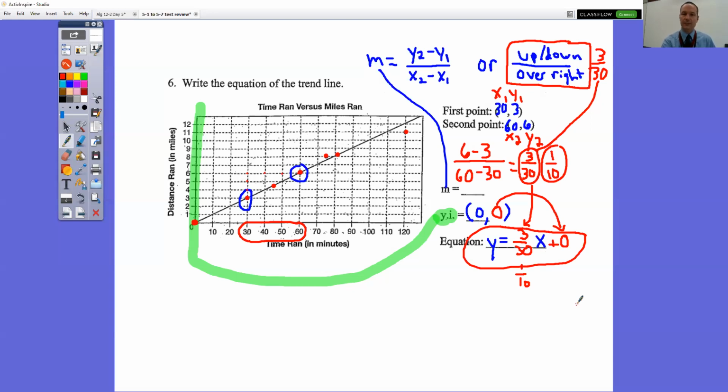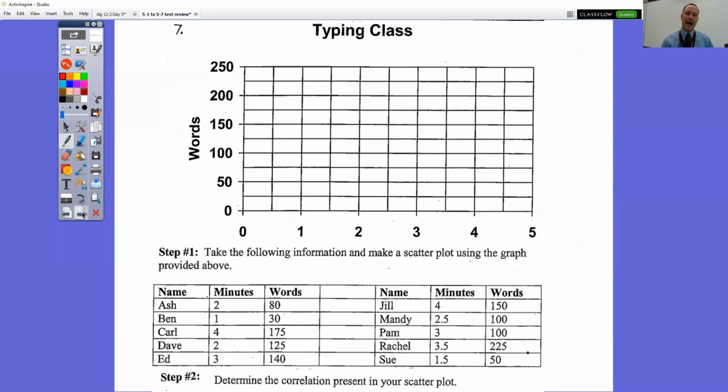So again, I think this is probably the hardest question tomorrow. Take a look at question number 7. Now, in question number 7, you have to graph the scatter plot. So we have words going up along the side, and this is minutes at the bottom. So the minutes are how many we're going over when we go to plot our dots, and the words are how many you're going up. So let's do this one together.